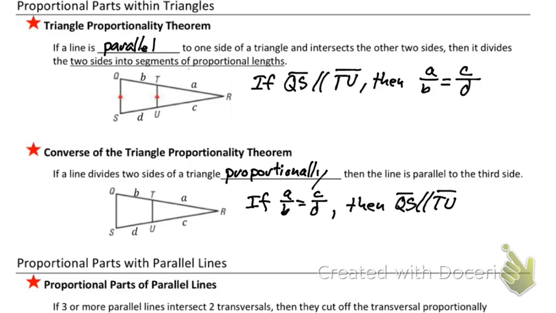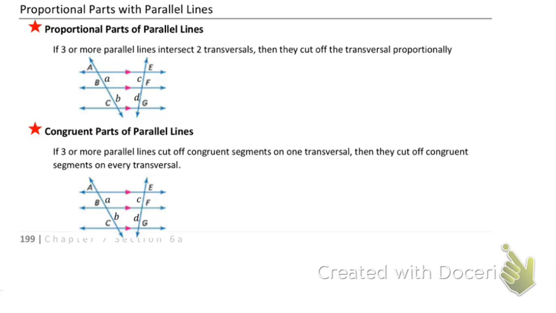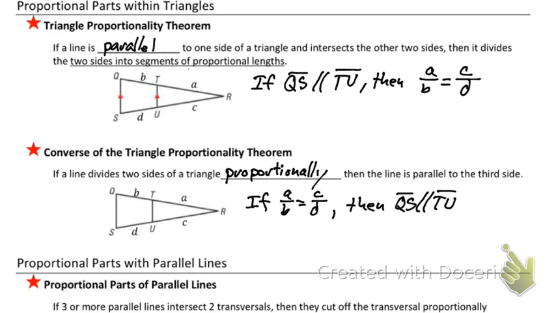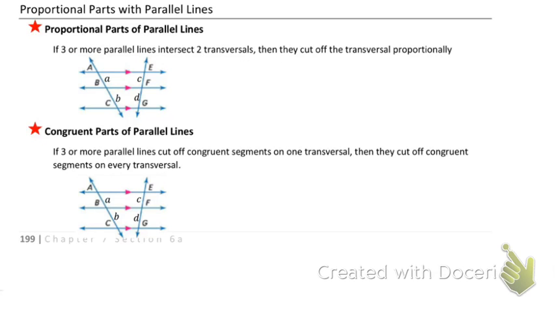All right, so those are two things with parallel lines in a triangle. Triangles are special, but this parallel idea applies to things that aren't triangles. And that's where we come up with the proportional parts of parallel lines. It says if three or more parallel lines intersect two transversals, then they cut off the transversals proportionally. This is almost identical to our triangle proportionality theorem because we're cutting segments proportionally. So in this case, if all three of those lines are parallel, which they are, then we'd have A over B equals C over D.